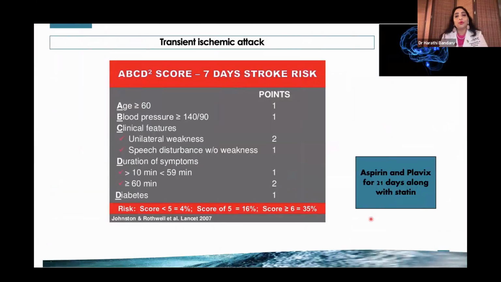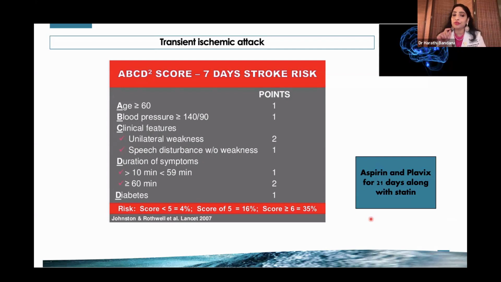Okay, did you ever hear about transient ischemic attack? Do you treat only the real stroke patient who comes with weakness and facial droop? No, you should also treat the patient who comes with a transient ischemic attack. What does it mean? They come with symptoms, but the symptoms resolve within 24 hours. Why do we need to treat the patient? Because the 7-day stroke risk is very high if you do not treat them. So prevention is better than cure.